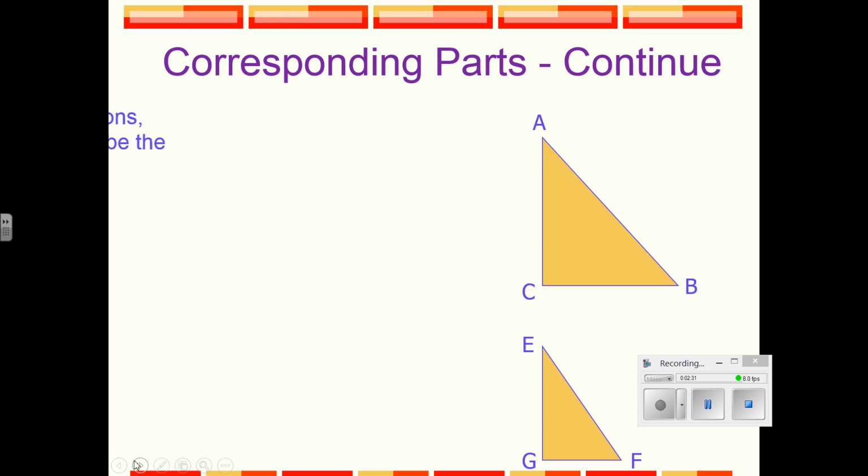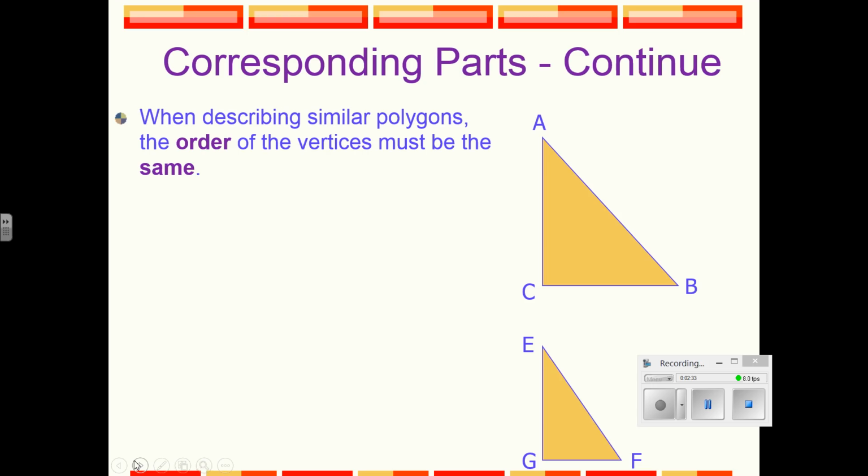So when describing similar polygons, the order of the vertices must be the same. This is exactly what I just said verbally in so many words. The order of the vertices still must be the same with congruent and corresponding angles, and the same thing is still true with the sides. You could have named it differently than I did: triangle ACB is similar to triangle EGF. As long as you have C with G, B with F, you're still good to go.